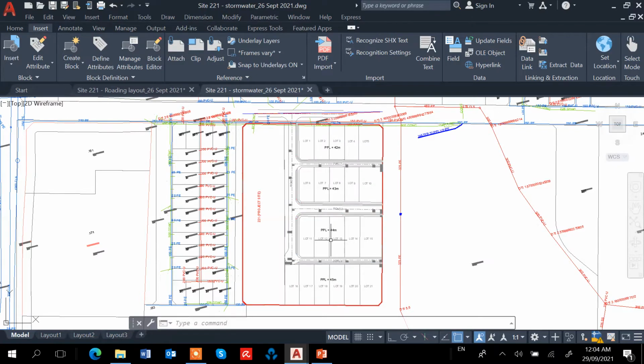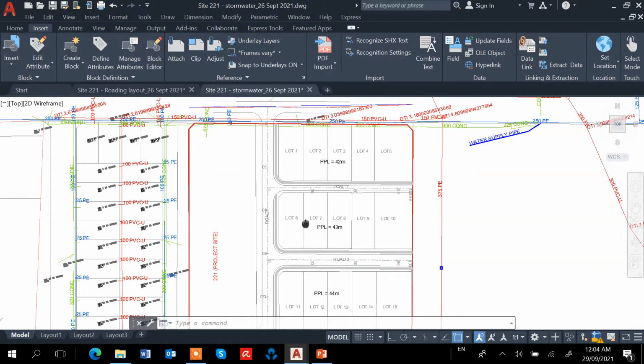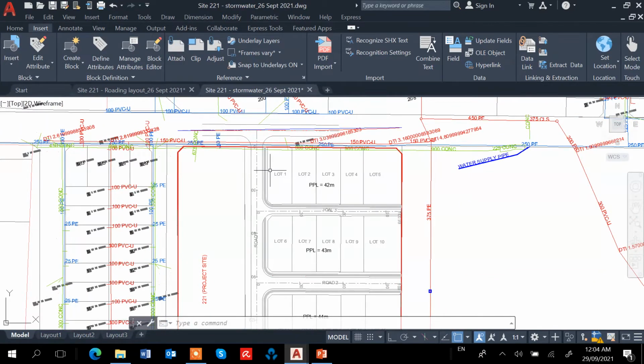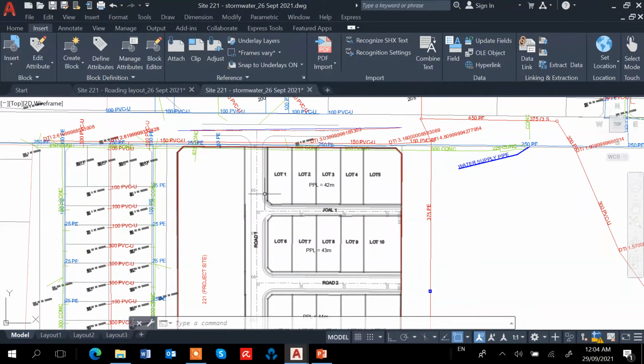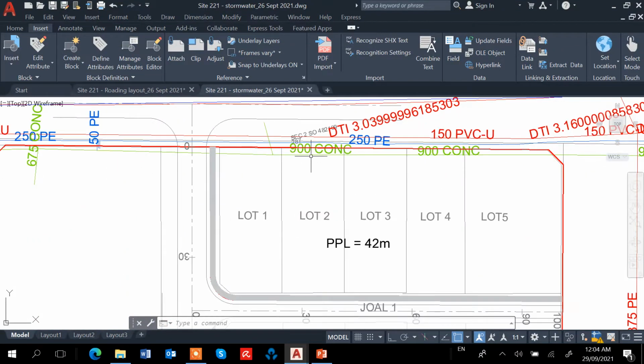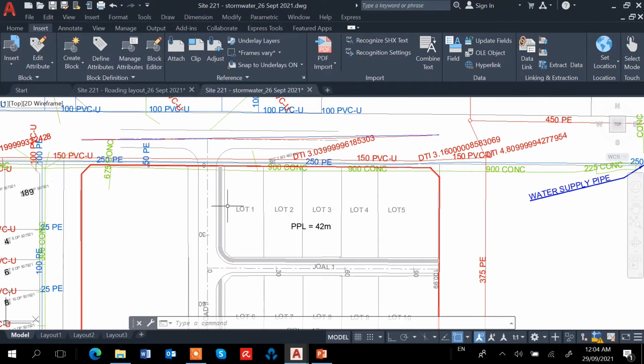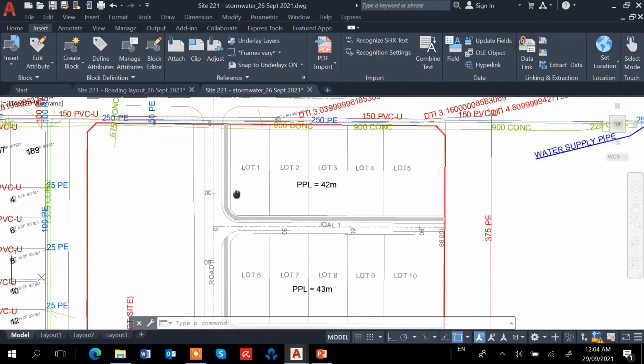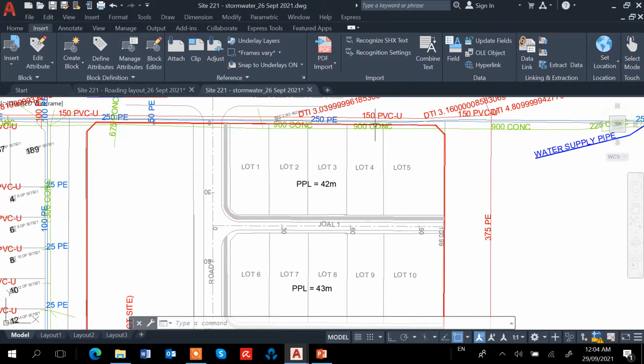So I'm going to put the stormwater pipes along the verge of the road. In this case, the stormwater pipe is going to discharge into this concrete drain. Can you see the green color one? This is a 900 concrete drain. So we're going to discharge into that concrete drain.